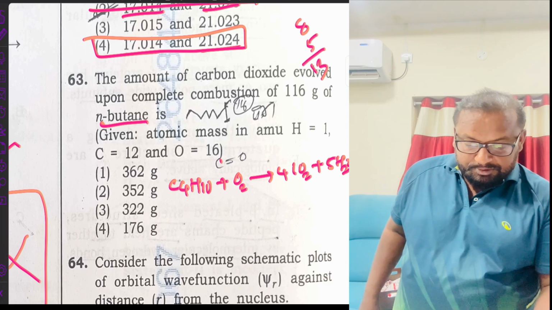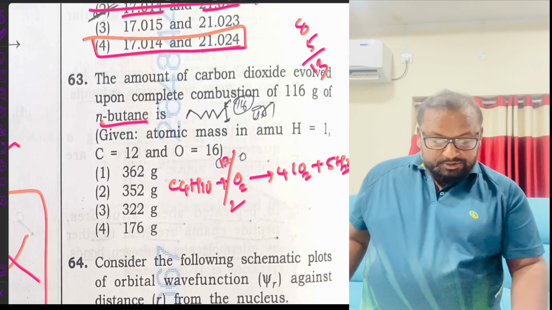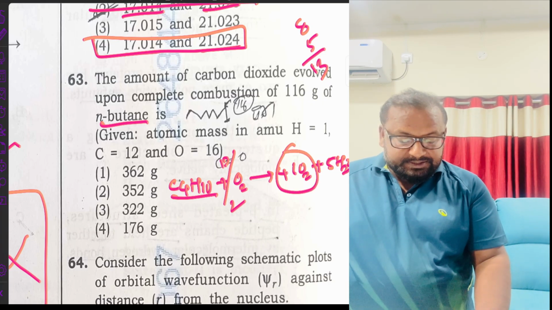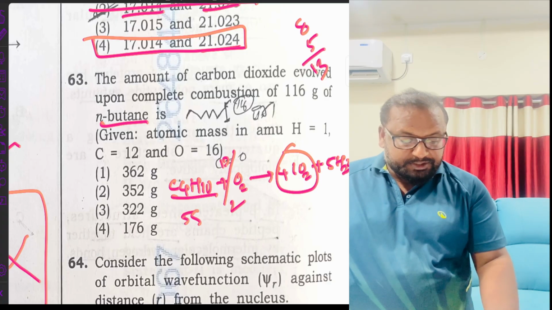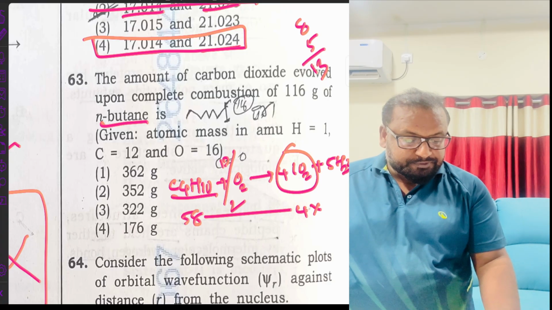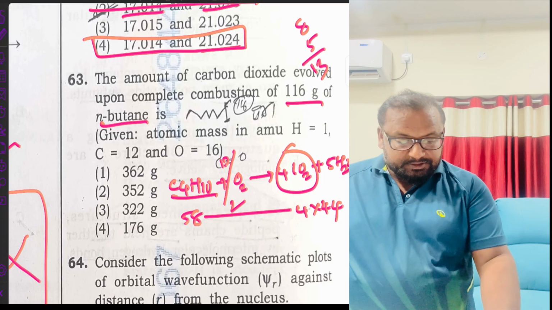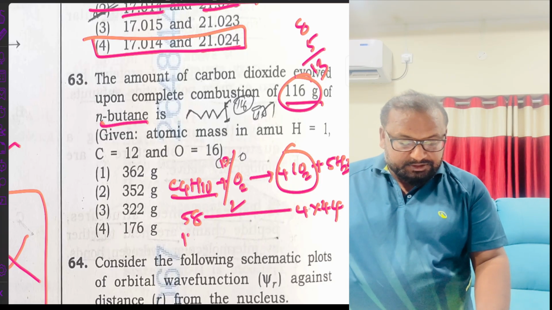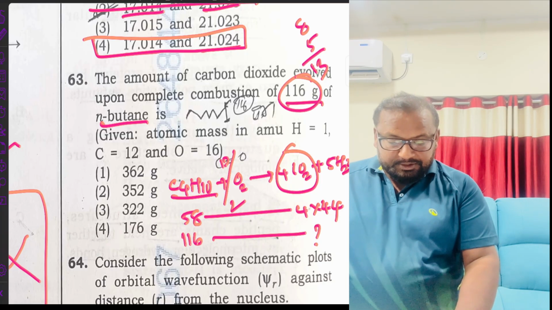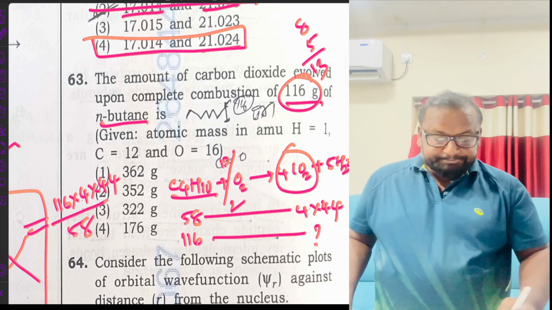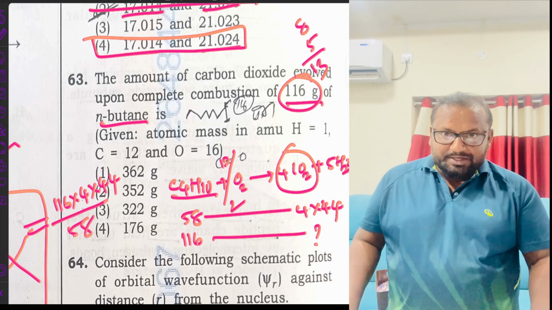So this is going to be 13 by 2. But the question asked about this one. C4H10 is 48 plus 10, 58. 58 grams gives you 4 into 44. How much does 116 have? So just cross multiply, 116 multiplied by 44 by 58. Pretty easy one again.